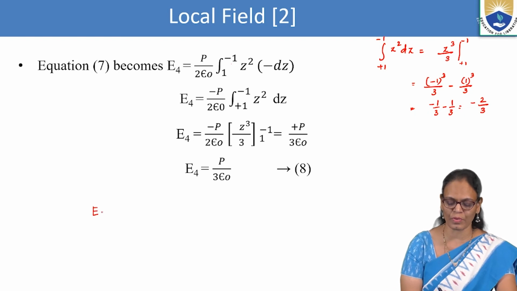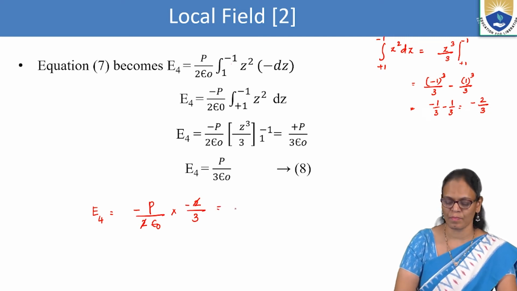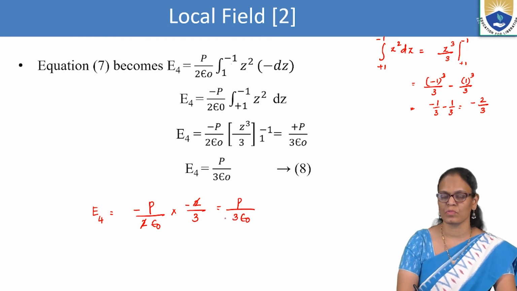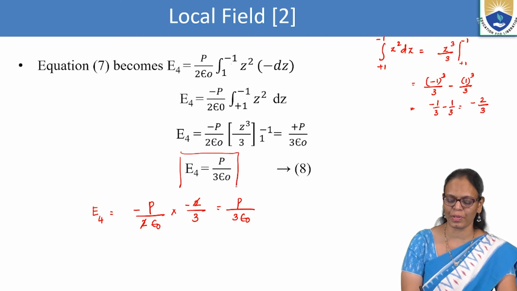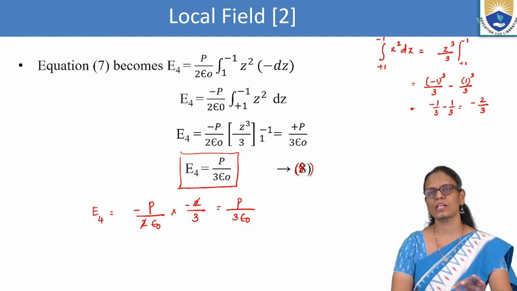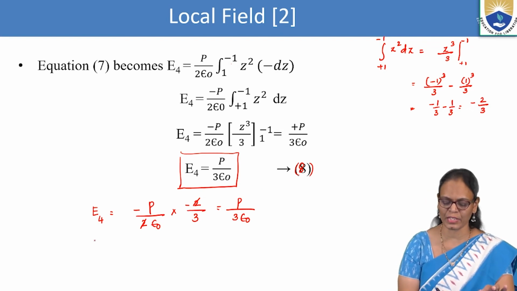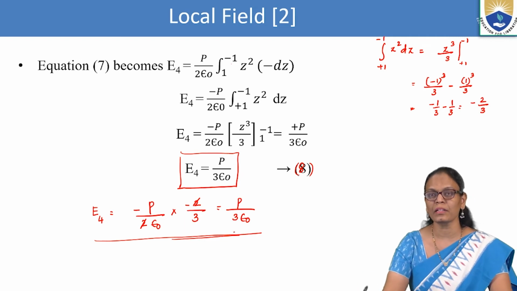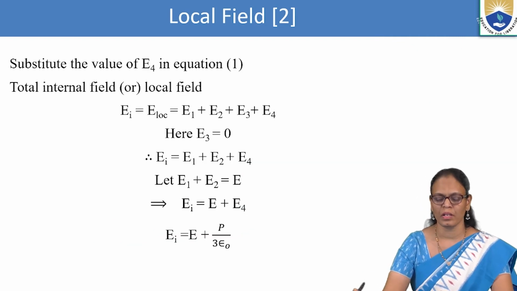So E4 is now equal to minus P by 2 epsilon naught into minus 2 by 3. The 2 will get cancelled, and minus into minus is plus. So P by 3 epsilon naught. E4 is equal to P by 3 epsilon naught. This is equation 8. So just doing the simple integration, we are getting E4 equal to P by 3 epsilon naught. Now we are going to substitute the value of E4 in equation 1.